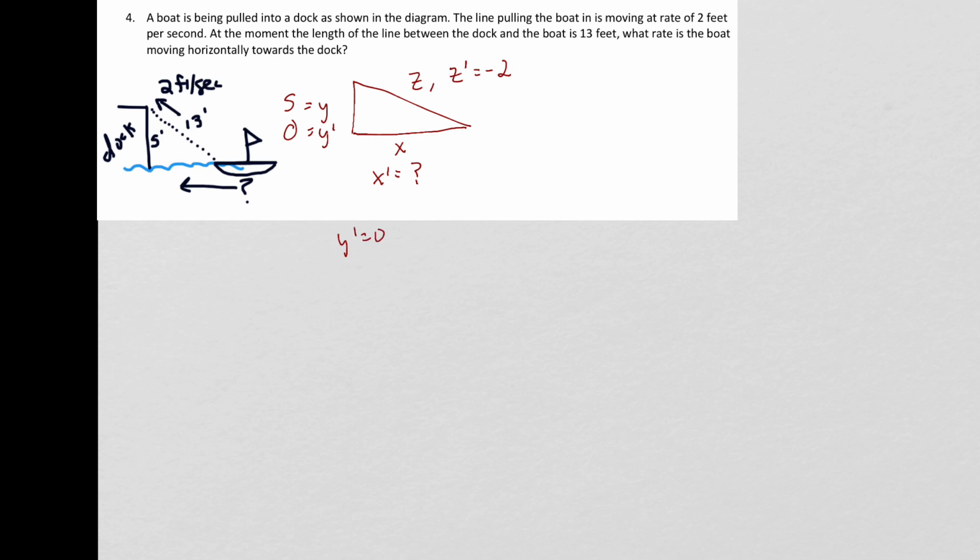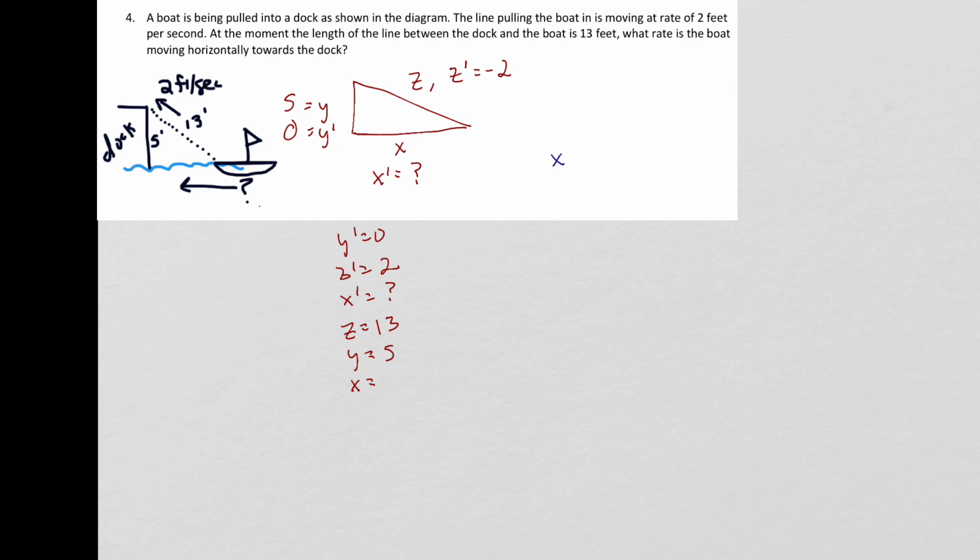Y prime equals 0. Z prime equals -2, x prime equals what we're looking for. We also know that at the time we care about it, z is equal to 13 and y is equal to 5. Notice, at least in terms of what we have listed here, we do not have x written out yet. So let's go ahead and start solving.